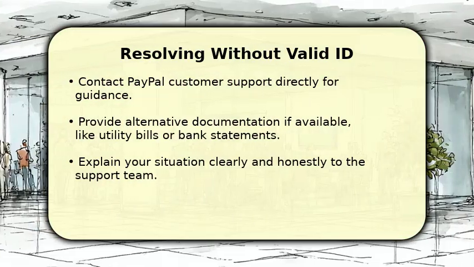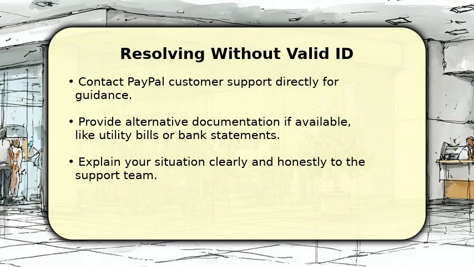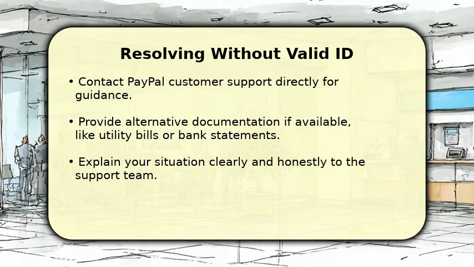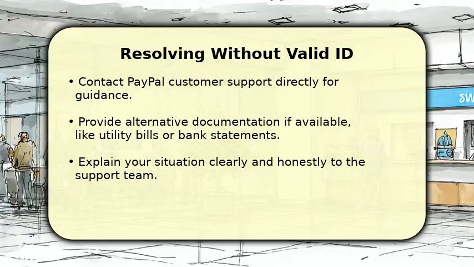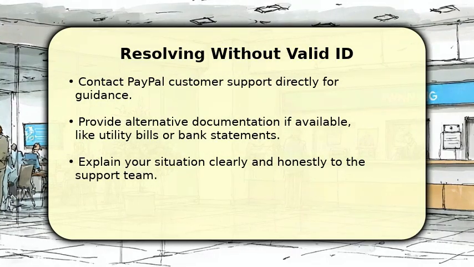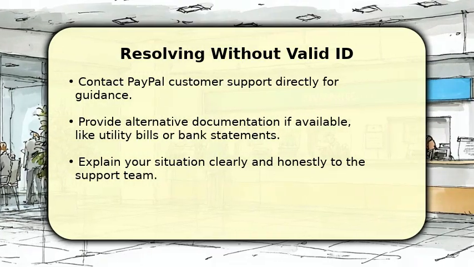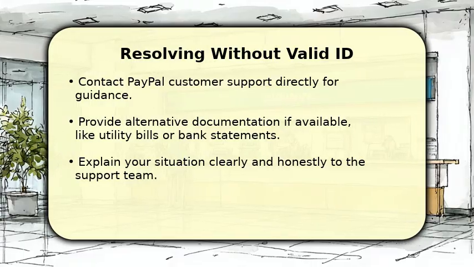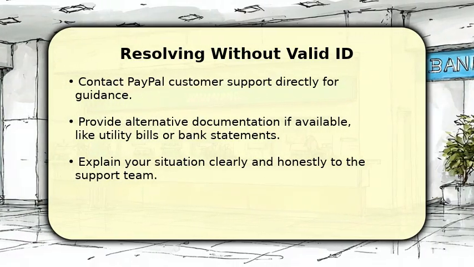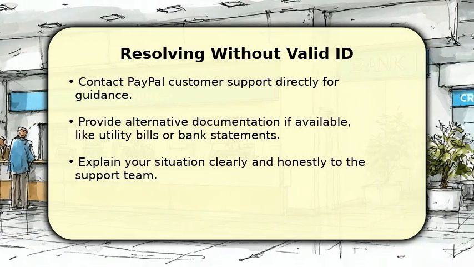If you find yourself unable to provide a valid government-issued identification, do not despair. Your next best action is to contact PayPal's customer support team directly. Explain your situation clearly and honestly. They may be able to suggest alternative forms of verification, such as recent utility bills, bank statements, or other official documents that confirm your address and identity. Be prepared to follow their specific instructions carefully to resolve the limitation.